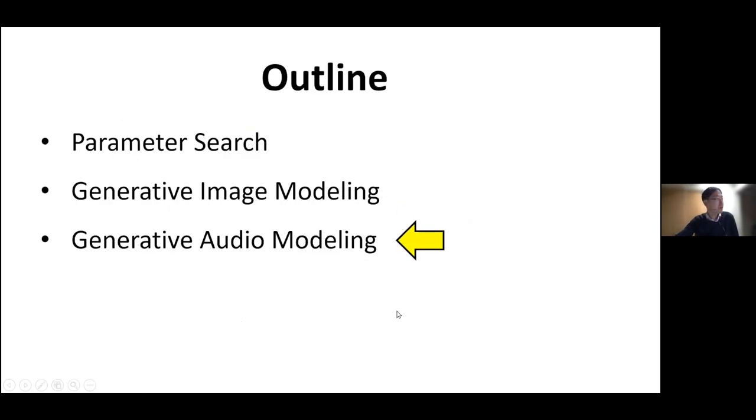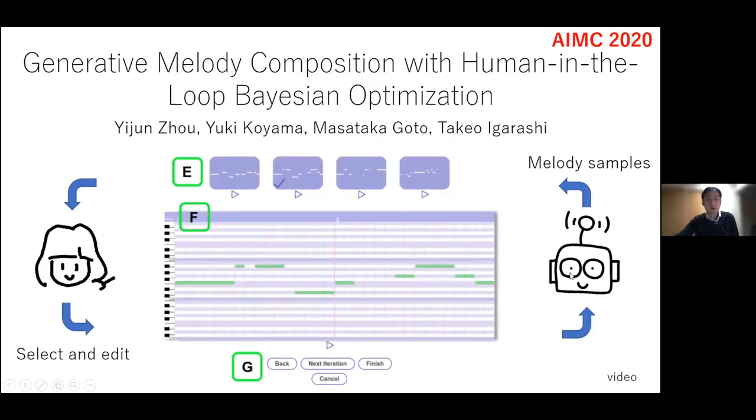Okay, so lastly, we want to show a couple of projects on music and audio. The first one is a kind of naive application of the Bayesian optimization approach to melody synthesis. The idea is the same, right? The system generates multiple melodies, and then the user selects one of them and gives feedback. By repeating this, you will get a desired melody. So I think audio is important.